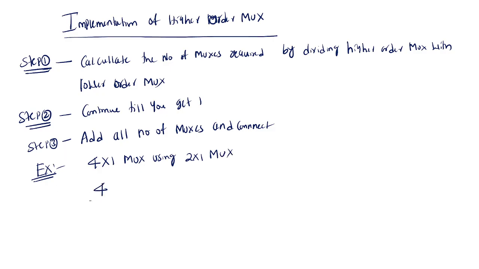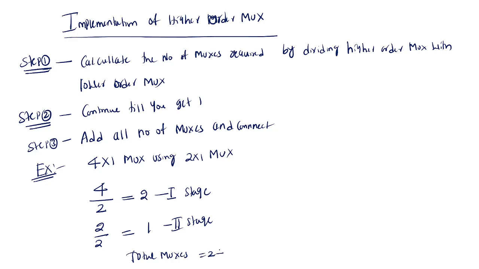higher order MUX 4 divided by 2. So what is the quotient? 2. So this comes in the first stage. Again 2 by 2, 1. So this comes in the second stage. So what are the total MUXes required? 2 plus 1, 3 MUXes. Yes, we have to add the quotients. So in the first stage 2 MUXes are there.